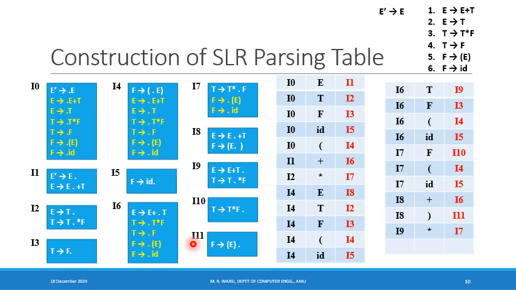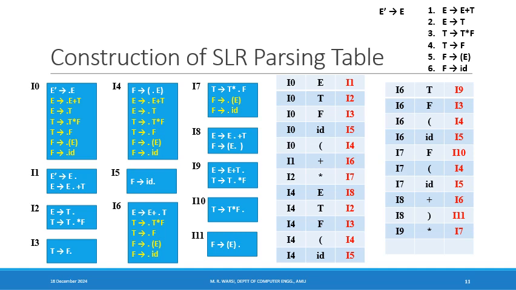So this way we have completed our state construction. We have identified all the possible states, and we have identified all the transitions which are possible from the various states. Now these states that we have constructed will be the basis for constructing the parsing table, and we'll learn now how to construct the parsing table based upon this information.